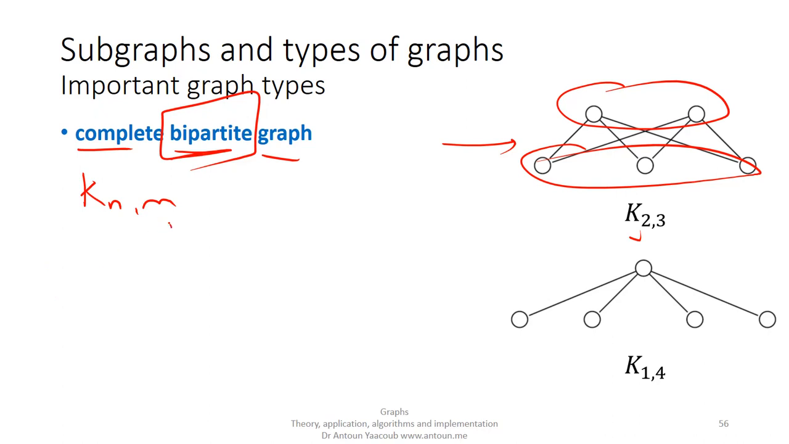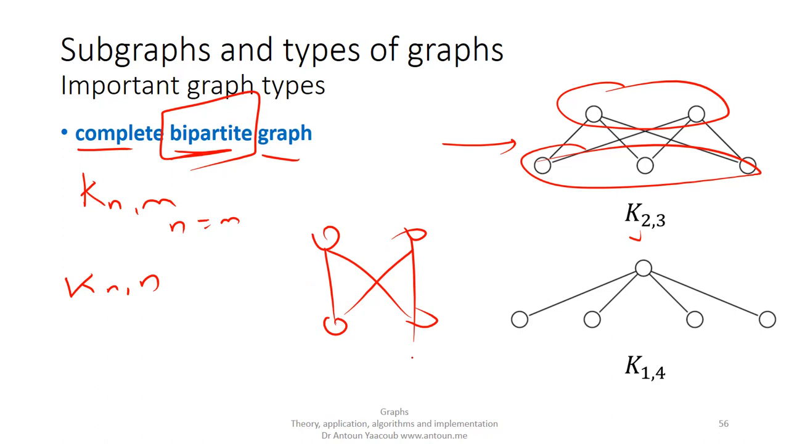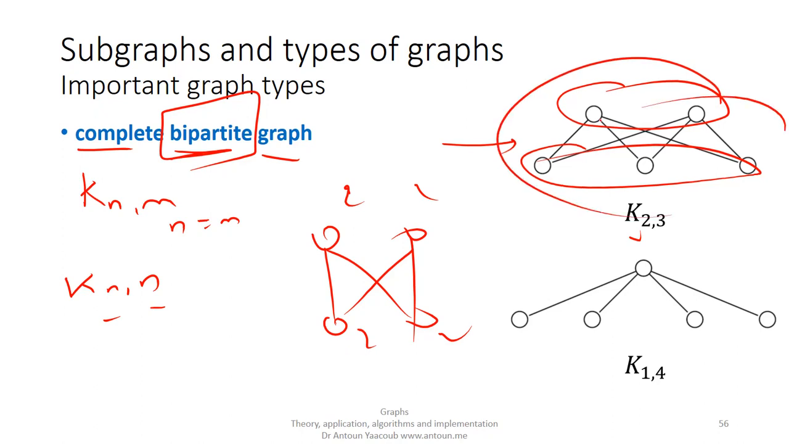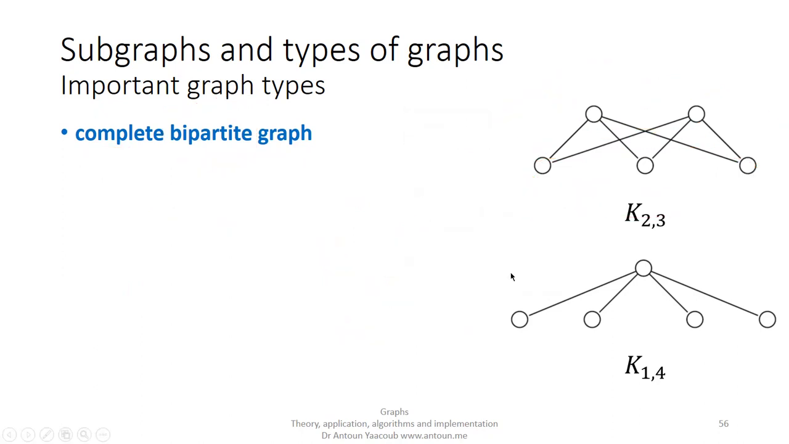So when we have n equal to m, for example K n,n, it means that, for example, I have 2, 2, 2, 2, they are all connected. We say that the graph is regular, because I have 2, 2, 2, 2, and the number of vertices is equal, 2 and 2, so it's regular. In this case, it's not regular. So this is the complete bipartite graph.